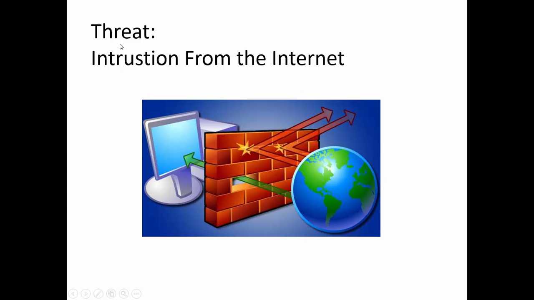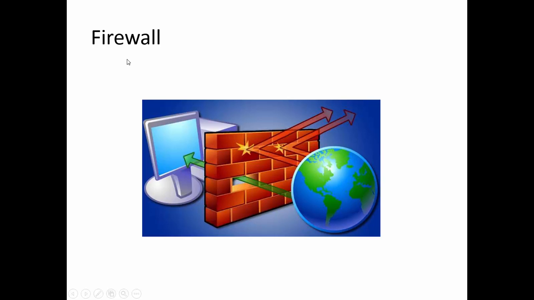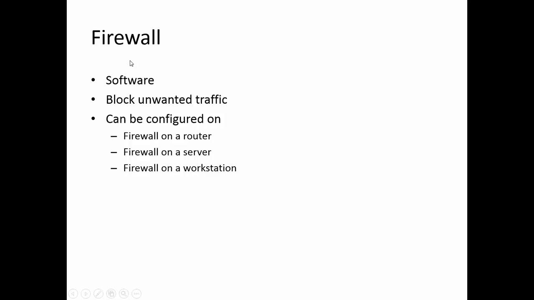Another threat that we face is intrusion from the internet. That is unwelcome, unwanted incoming internet traffic. And that's the purpose of the firewall, to block unwanted incoming internet traffic. A firewall is a piece of software that's used to block unwanted traffic. And it can be installed and configured on a router, or on a server, or on an individual workstation.